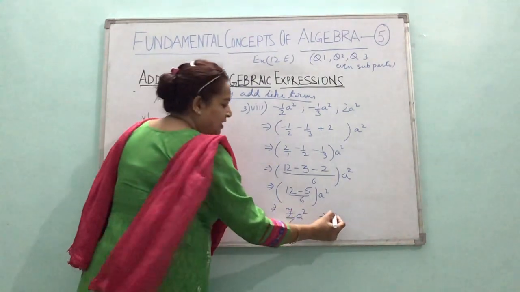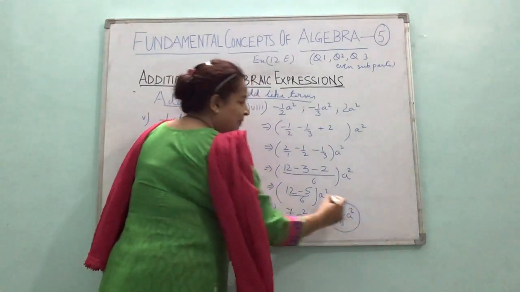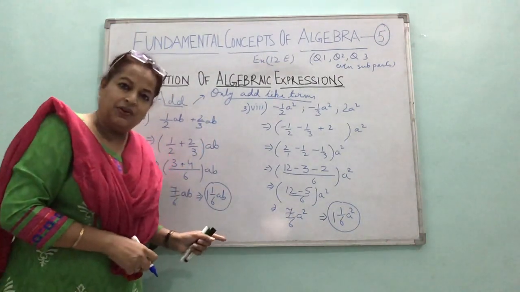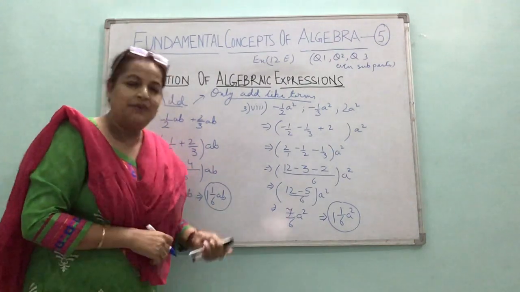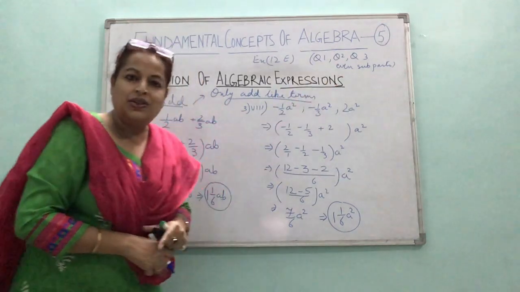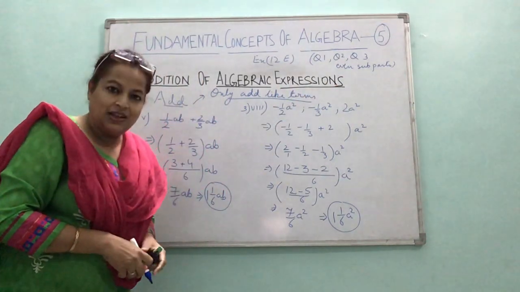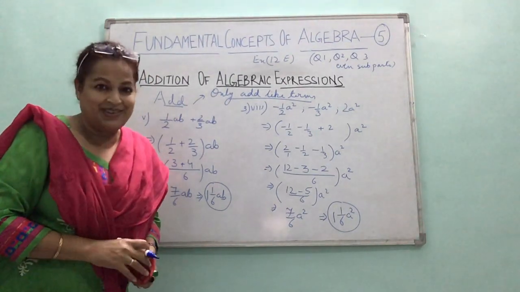We can write it as 1 whole 1 by 6 a square. So if you have any doubt, see this part of the video again. It will be all clear. I have taken many different types of examples which would be helpful in doing question number 1 to 3 parts. Even some parts in classwork and remaining in your practice register.